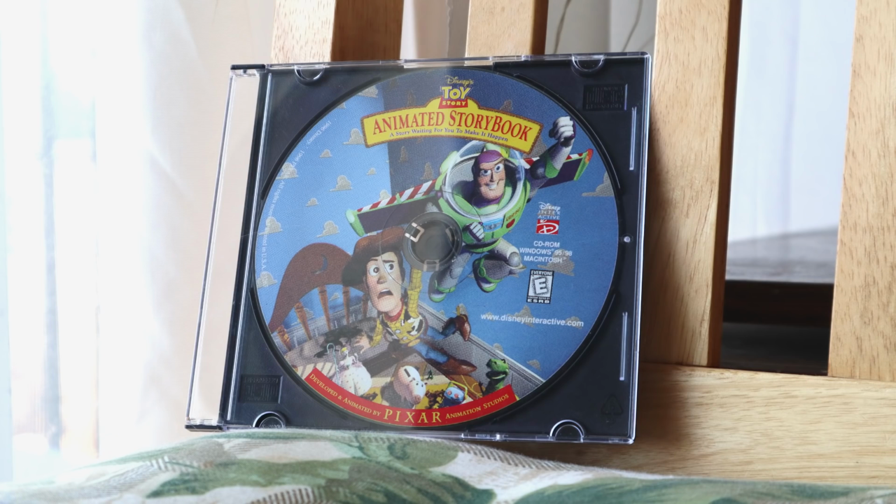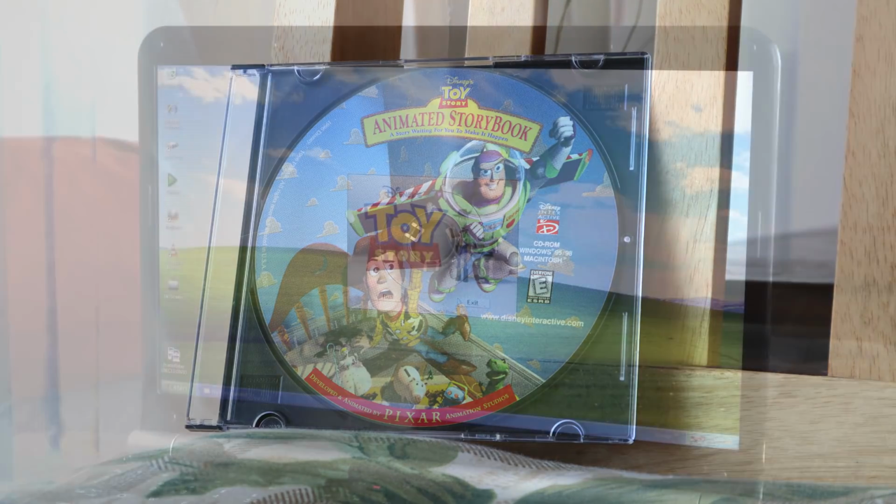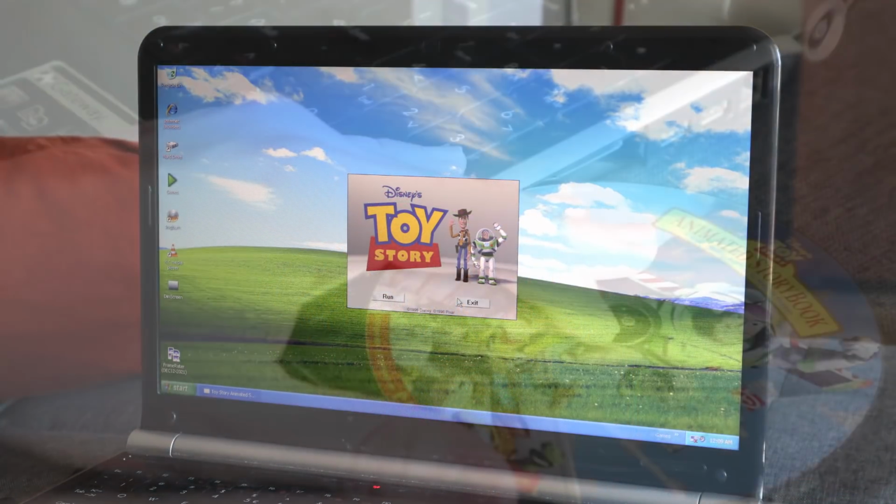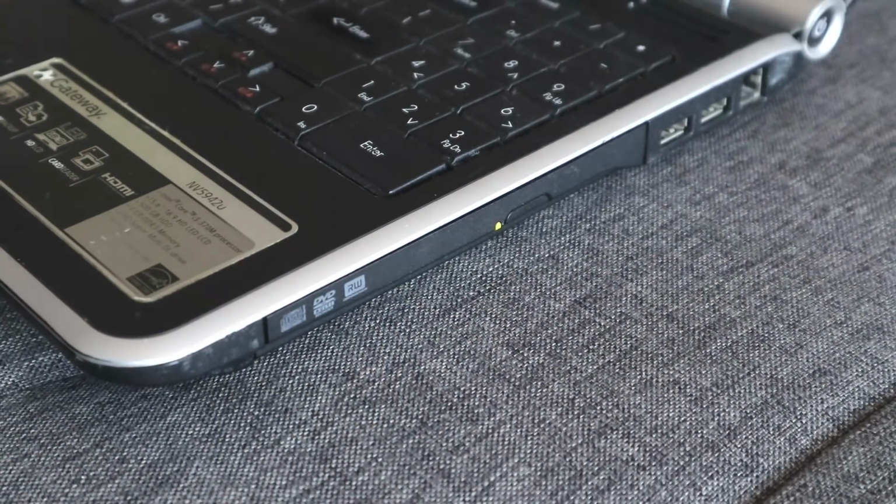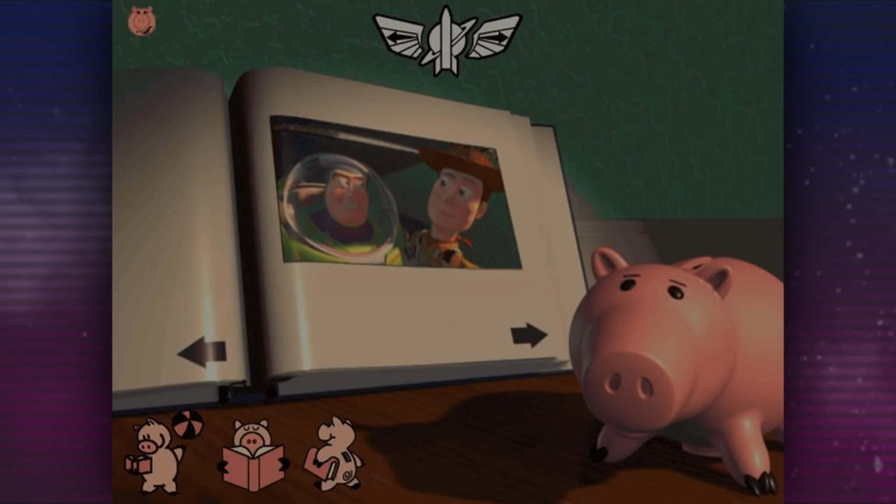My friend gave me the CD of Toy Story's animated storybook a while ago, and with my Windows XP laptop kicking around, I've been meaning to take it for a spin. Today's the day. The game starts by immediately spoiling the final scene of the movie.